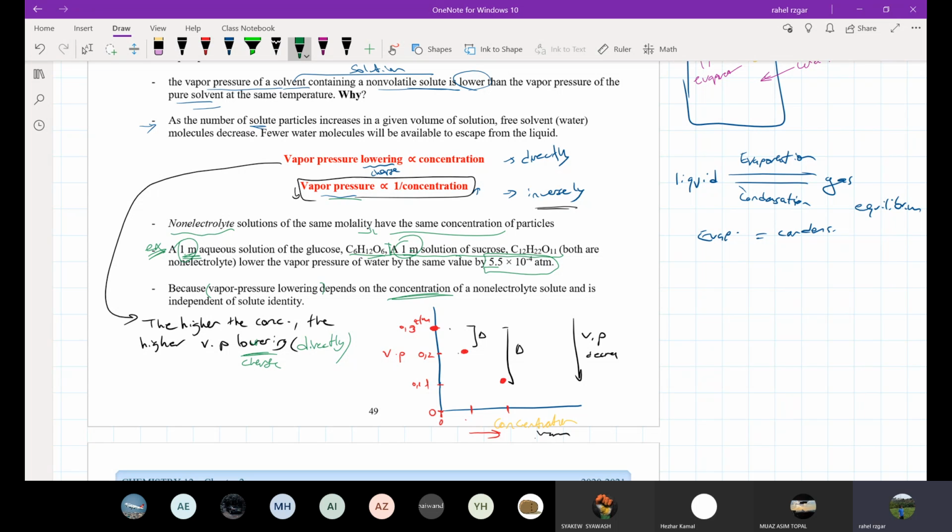If we increase concentration, the vapor pressure will decrease. It cannot evaporate more. Why? Because fewer water molecules or fewer solvent molecules will be present to evaporate, because they have surrounded the solute.